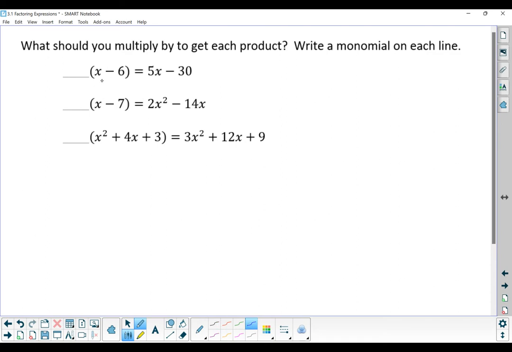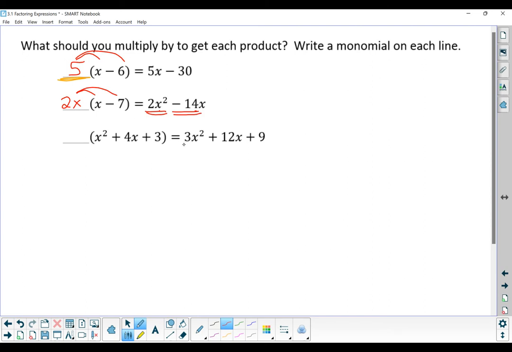So if I have an x minus 6, what should I multiply by right here to get a 5x minus 30? And hopefully, you can kind of think about that I need a 5 right there to get a 5x minus 30. And in this next one, what would I multiply by right here to get a 2x squared and a negative 14x? Well, it looks like to get the 2 and the 14, I need a 2, but also I have an x squared and an x now, so the thing I would multiply by is a 2x.